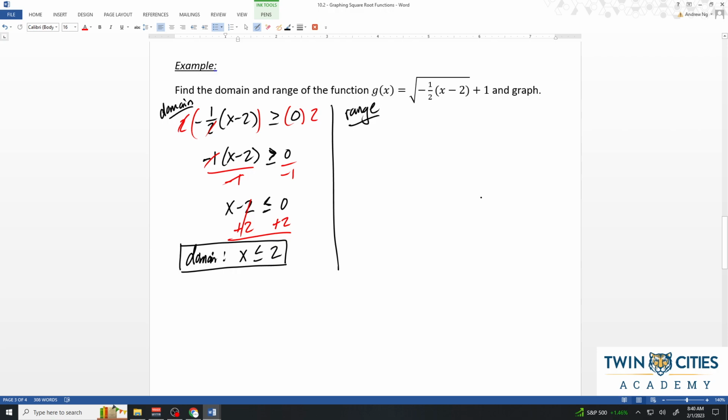For the range, what I'm going to do is set the entire radical greater than or equal to 0. And then I'm going to, what I like to call, build the function. So what do I mean by that? Start by writing down the entire radical and everything inside of it. So let's say this is the square root of negative 1/2 x minus 2 here. Okay, and this is going to be set greater than or equal to 0.